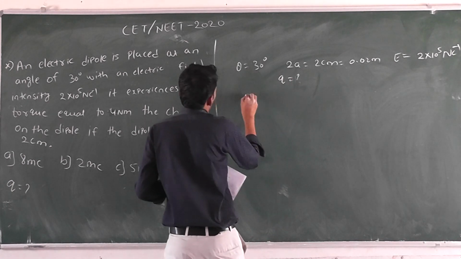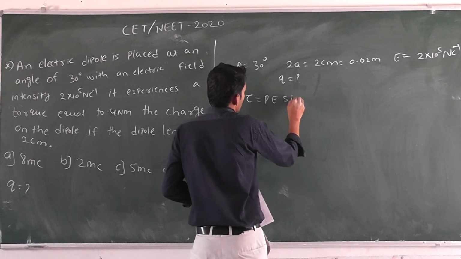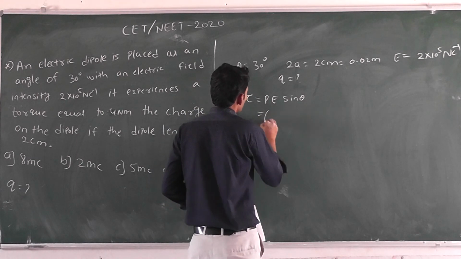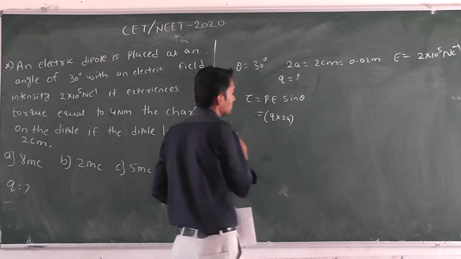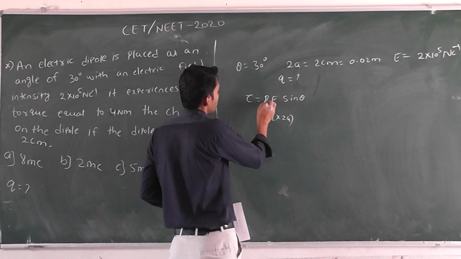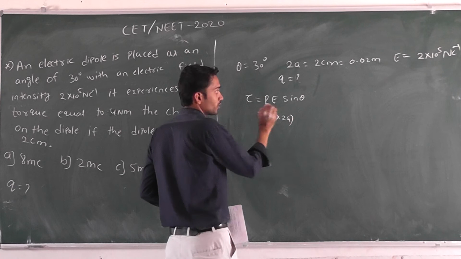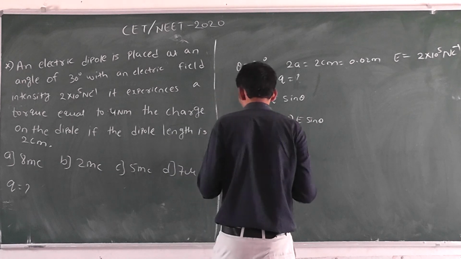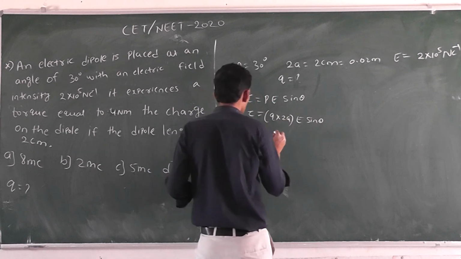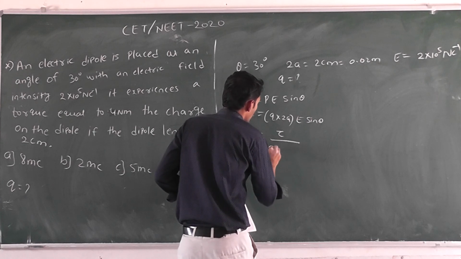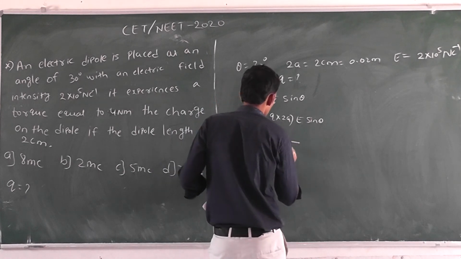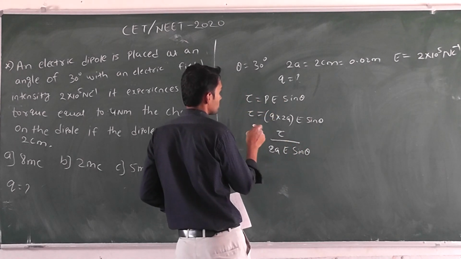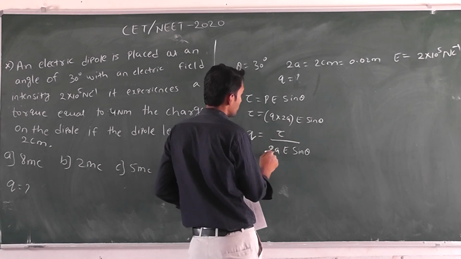First the torque formula: tau is equal to PE sin theta. In theory we will write tau is equal to PE sin theta. P is nothing but Q into 2a, charge into dipole length. So tau is equal to Q into 2a into E sin theta. We want the Q value, so Q is equal to tau by 2a E sin theta. So this is our formula.